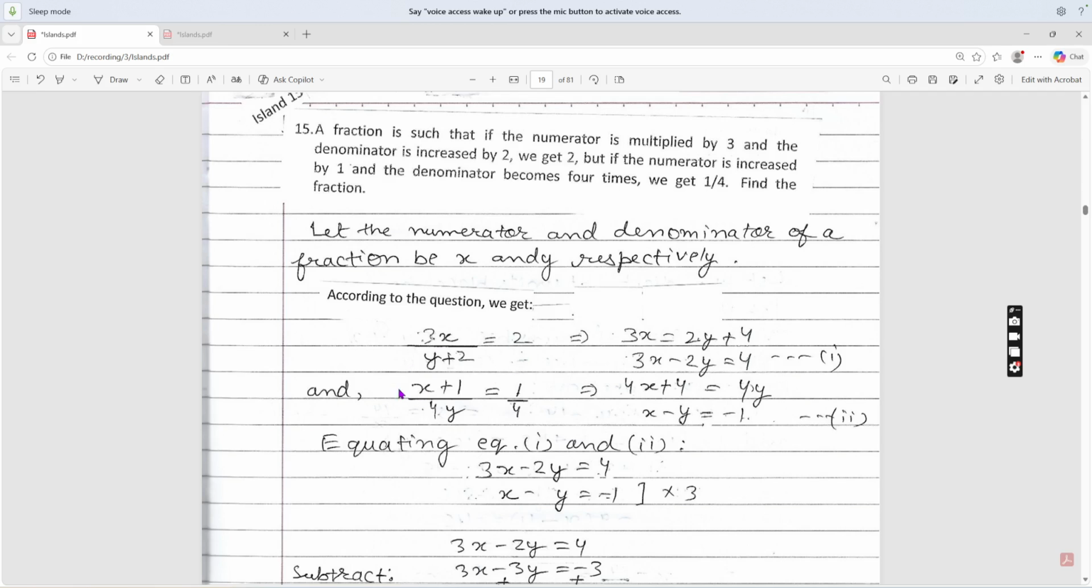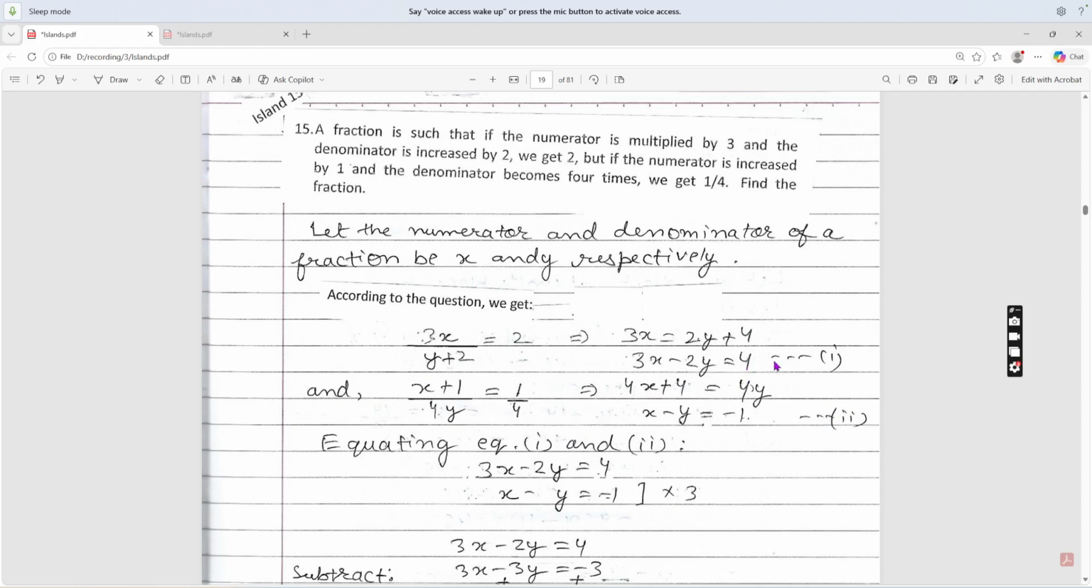The new numerator in the second case is x plus 1. The new denominator in the second case is 4 into y. And the new fraction's value in the second case will be 1 by 4. So now we are going to cross multiply. 4x plus 4 is equal to 4y. Now we divide the entire thing on LHS and RHS by 4, or we can take 4 common and cut 4 from both sides. So we get x plus 1 is equal to y. x plus 1 is equal to y can be written as x minus y is equal to minus 1. It is equation 2. Now it is so simple.